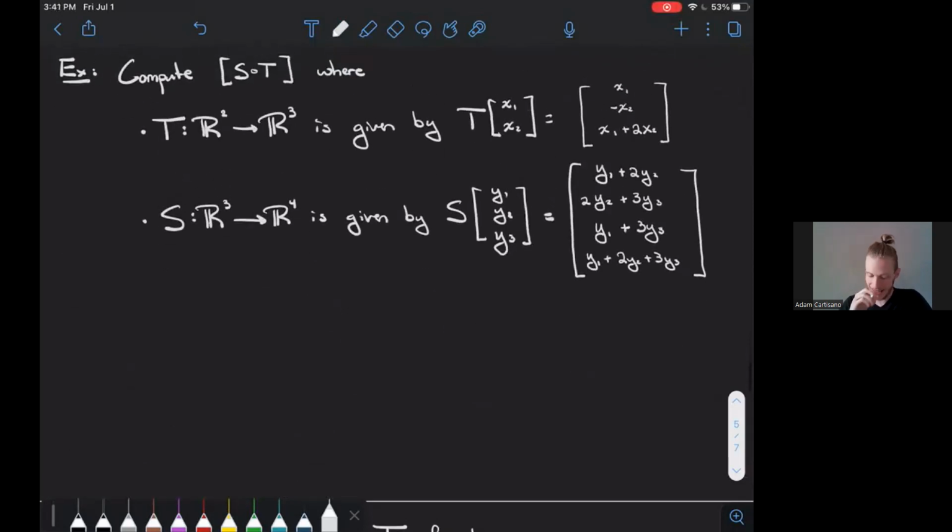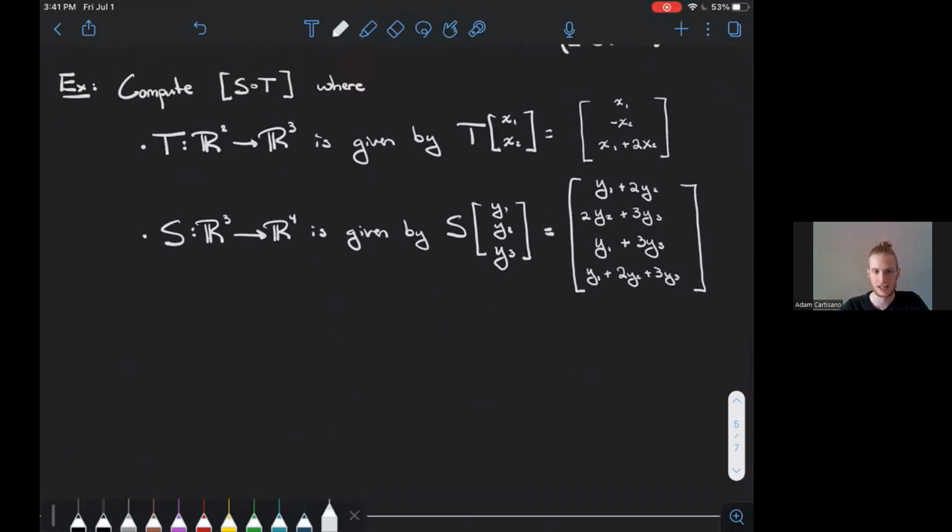Let's go. We're just going to do a computation. T is a linear transformation from R2 to R3 given by this thing. T is going to take the first component, and then the negative second component, and then 1 plus 2 times the second component. And then S is a transformation from R3 to R4, which takes a 3-vector to this crazy vector in R4.